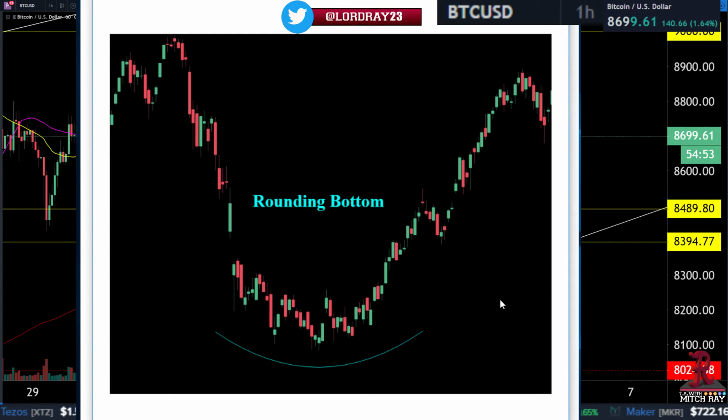Okay, like the cup with handle, you're looking for the cup with handle to be a bullish continuation pattern where you had a huge run and then you dumped, and then you kept running again.